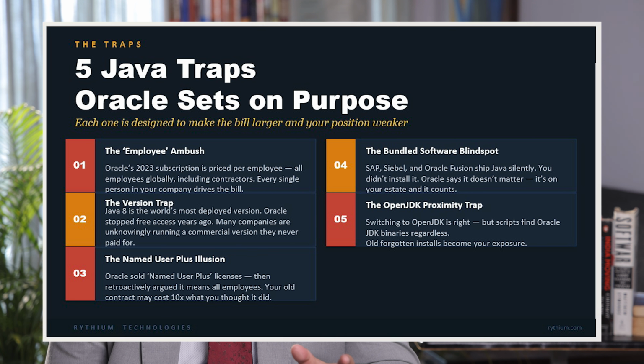The employee ambush inflates the count. The named user illusion retroactively inflates old contracts. And trap 5, the OpenJDK proximity trap, is the one that catches companies who think they have already fixed the problem into needing to pay Oracle. You migrated to OpenJDK, but the exposure is still there.